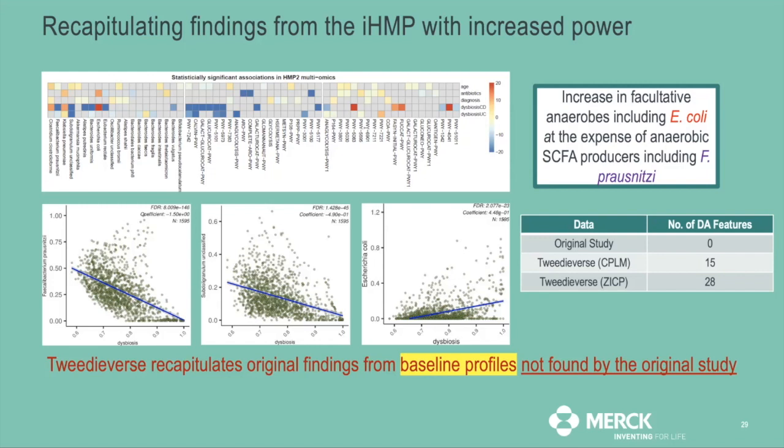And Tweedieverse CPLM actually finds 15 such features, and Tweedieverse ZICP finds 28 such features. Those include some of the findings that you can see from the scatter plot. So to summarize, it recapitulates original findings, but based on less data, and based on only the baseline profiles, that was not found by the original study. So there is a chance that Tweedieverse has increased power compared to some of the popular methods.